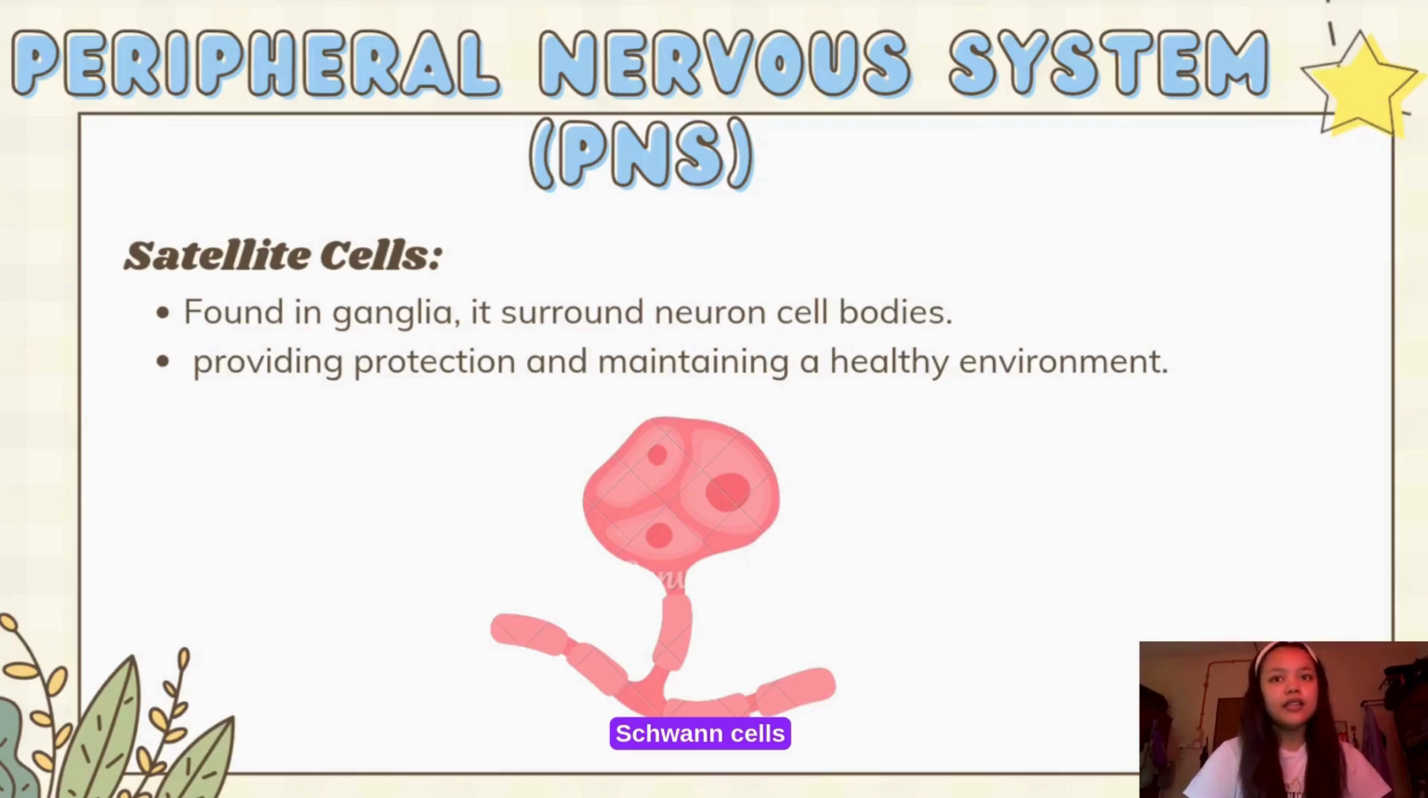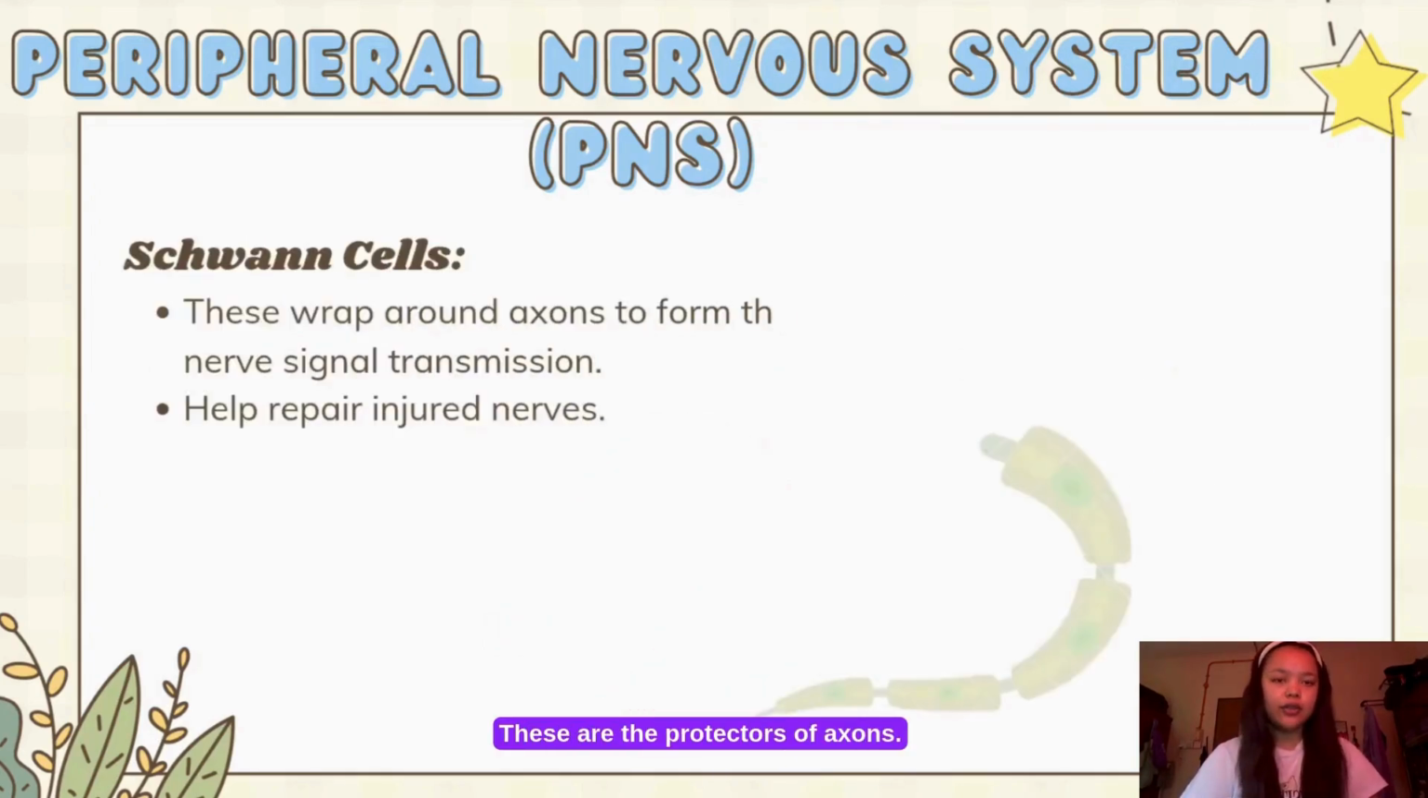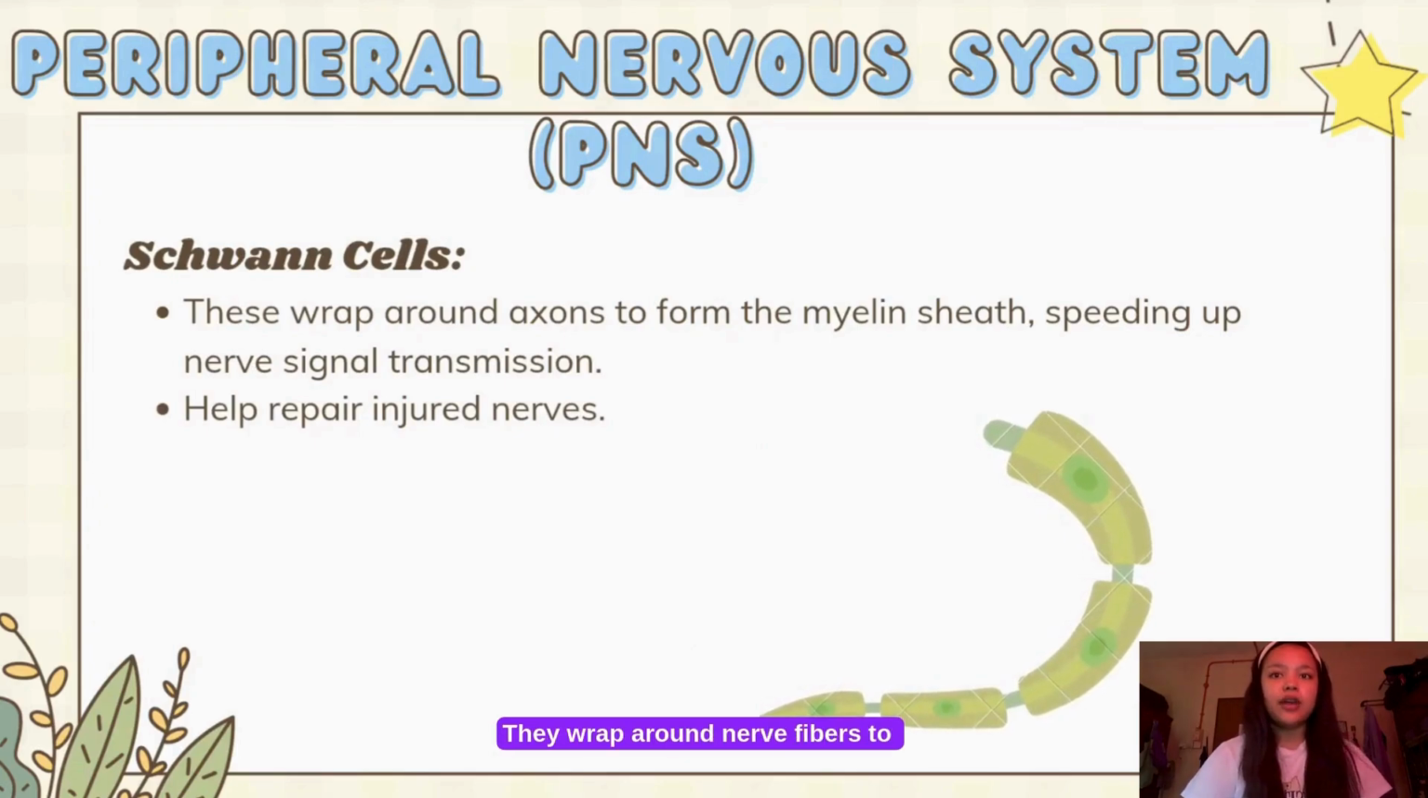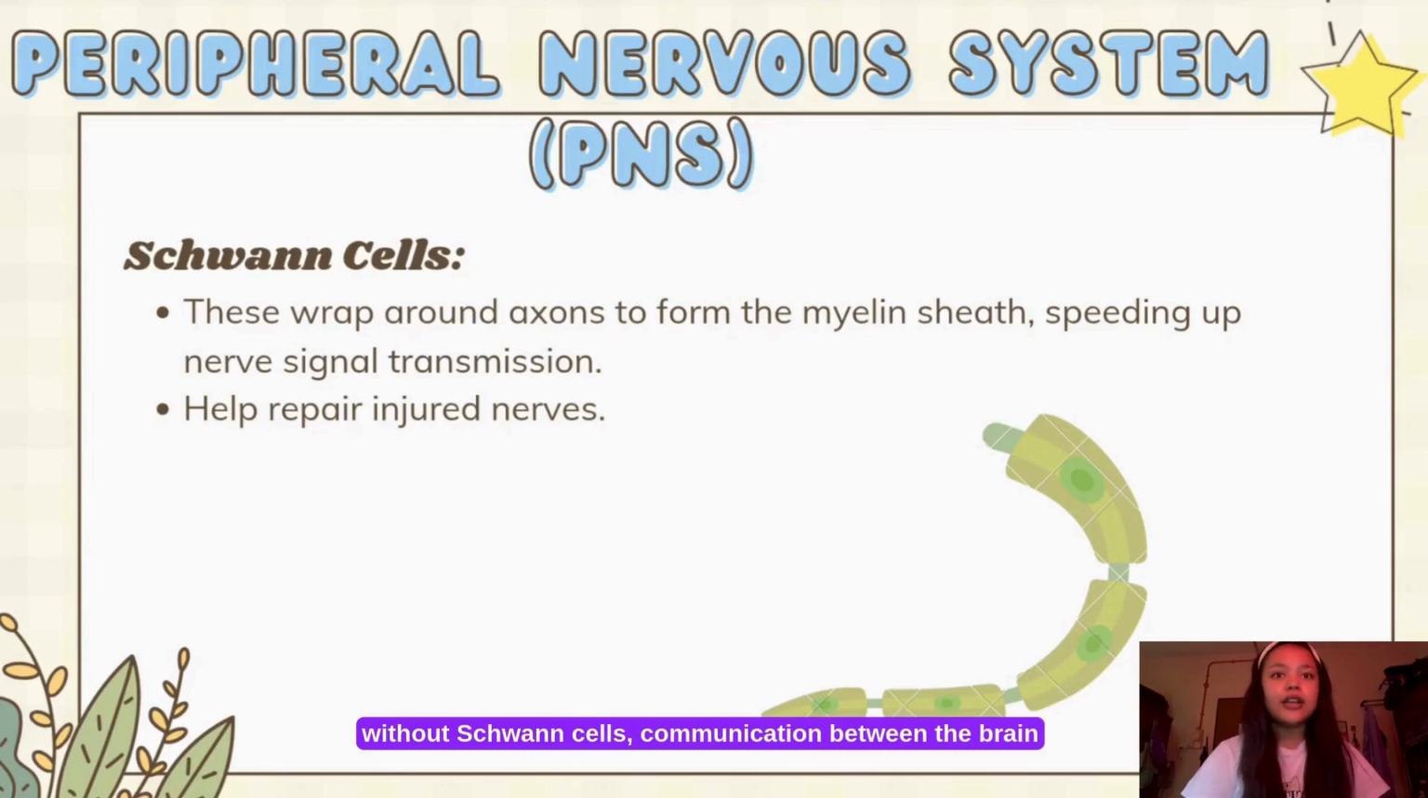Schwann cells are protectors of axons. They wrap around the nerve fiber to form a myelin sheath layer that speeds up nerve signal transmission. Without Schwann cells, communication between the brain and body would be sluggish and inefficient. They also play a key role in nerve repair after injury.